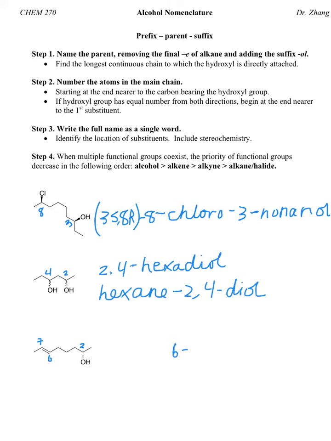So this compound is named 6-octen-2-ol, including the stereochemistry. On carbon number 2, the stereochemistry is S. On carbon numbers 6 and 7, it's an E double bond. We need to include them both, put the stereochemistry in parentheses, and hyphenate the stereochemistry with the name of the compound.